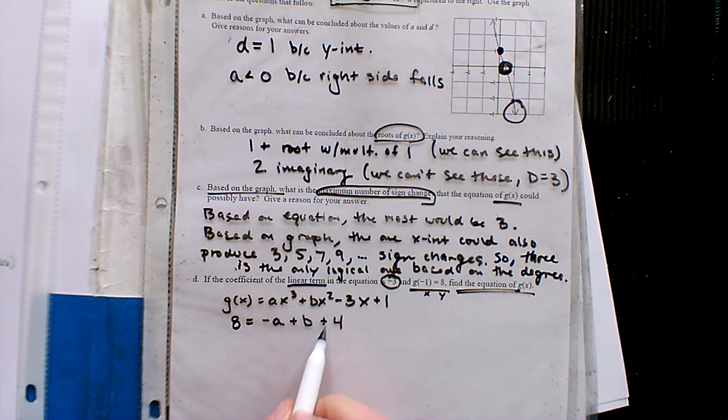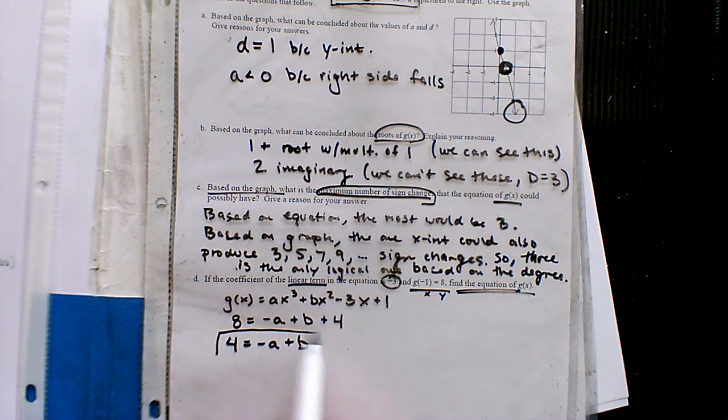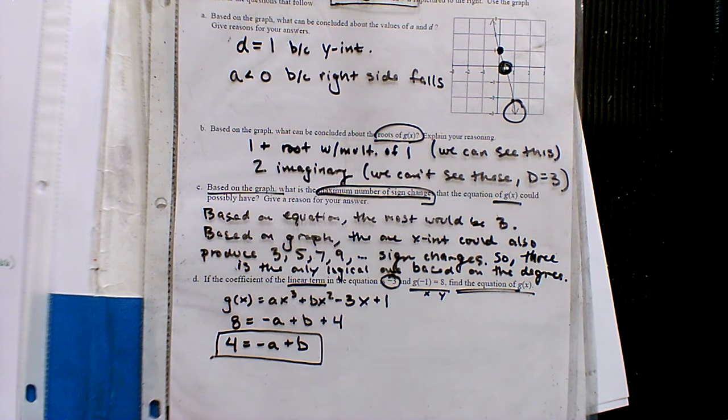So maybe combining some like terms, if we subtract the 4 over, we'll get 4 equals -a plus b. So I like this. This is the information that they're giving us. It's kind of leading us into something. But notice how we have one equation with 2 variables. We can't really figure out what just A is and what just B is. So there might be something else we have to do.